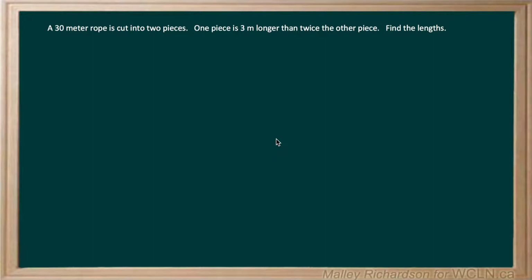A 30-meter rope is cut into two pieces. One piece is 3 meters longer than twice the other piece. Find the lengths. So to start off these word problems, we first want to define our variables.